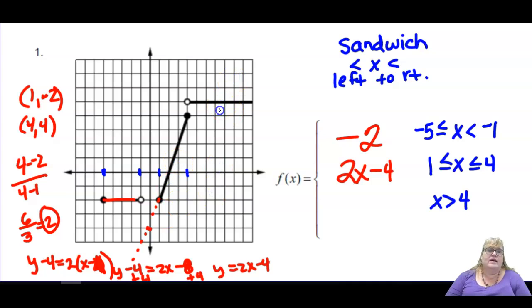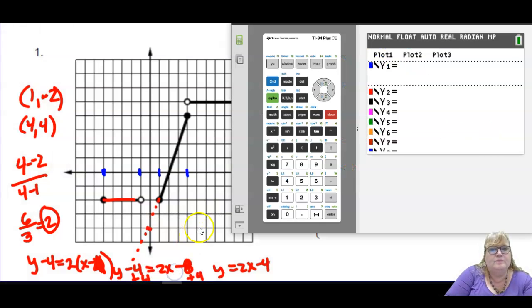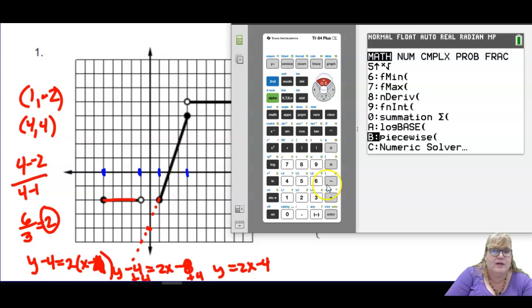All right. And the last piece, we're in luck, it just stays at 5. Bing. Okay. I finally figured out how the calculator thing works. So I'm going to show you this one real quick on the calculator. What you have to do is go to y equals, if you're using the emulator, or a new calculator, and go to math, arrow up to piecewise.